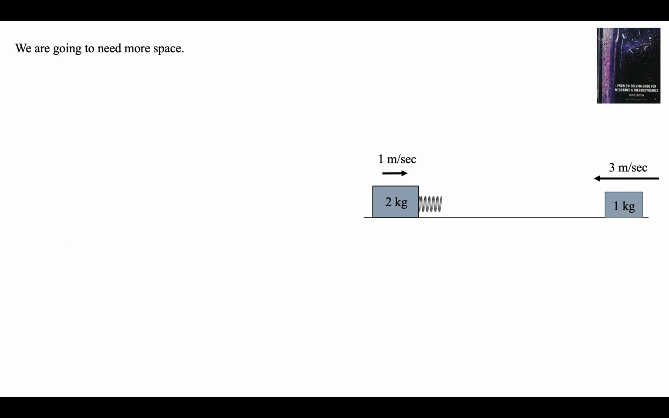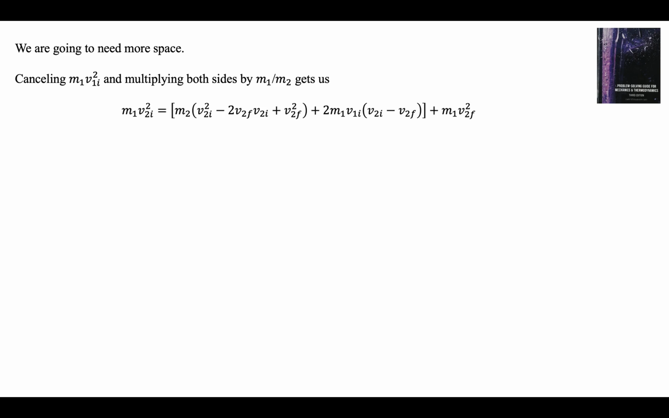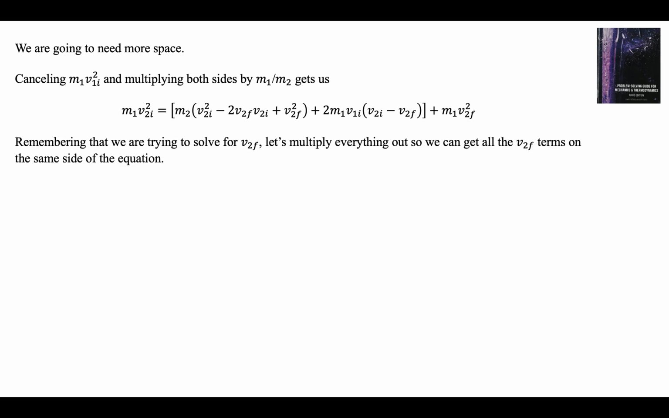Fast forward. So we're going to need more space. Let's get rid of that figure. We cancel the M1 V1 initials, multiply both sides by M1 over M2. That gets us this. Remember, it's always a good idea to remember what you're trying to do. We're trying to solve for V2 final. It's the only unknown in this equation. It's right here, it's right here, and it's right here.